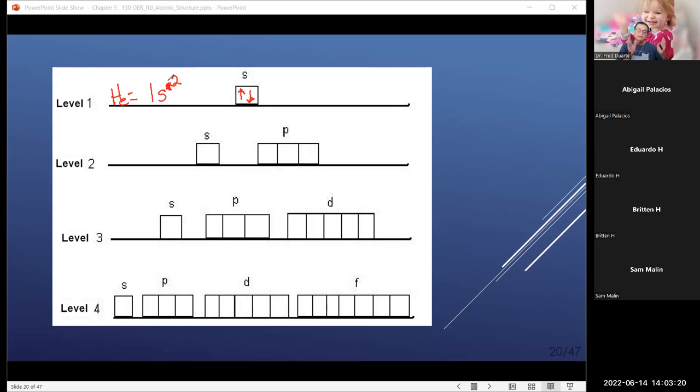Now, that's helium. So element number 3, who is that? Think about it. Look at your periodic table. That's lithium. Lithium has, and I'm going to start doing this. Let me clear this up.